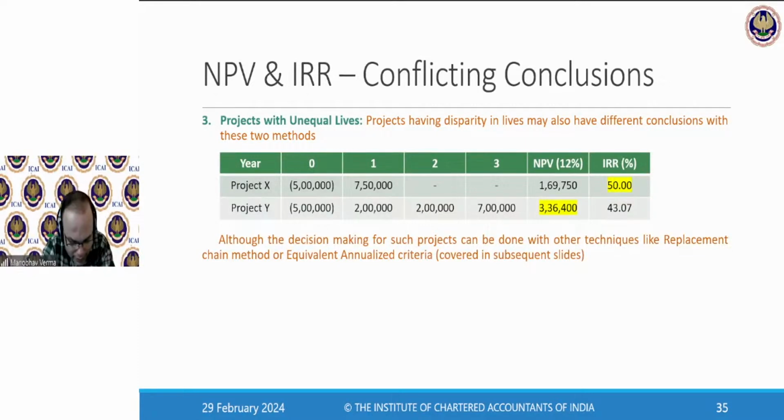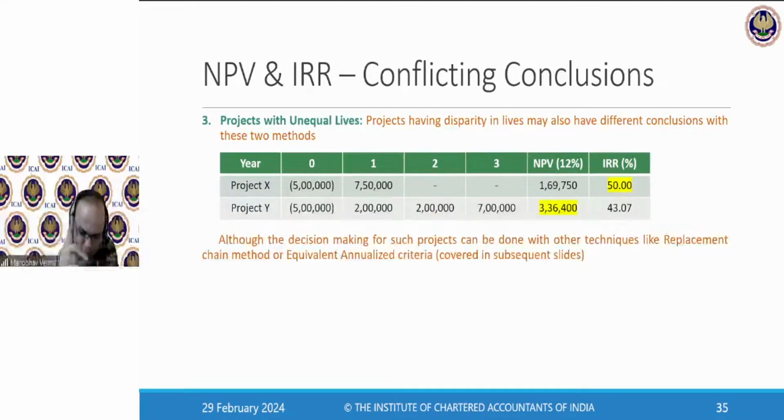Now, what do we do? Taking a decision based on one of these could not be very logical, because we are not having, again, my favorite statement, an apple to apple comparison. The good point would be: till the time project Y takes 3 years, can we have three smaller projects, project X repeated 3 times?